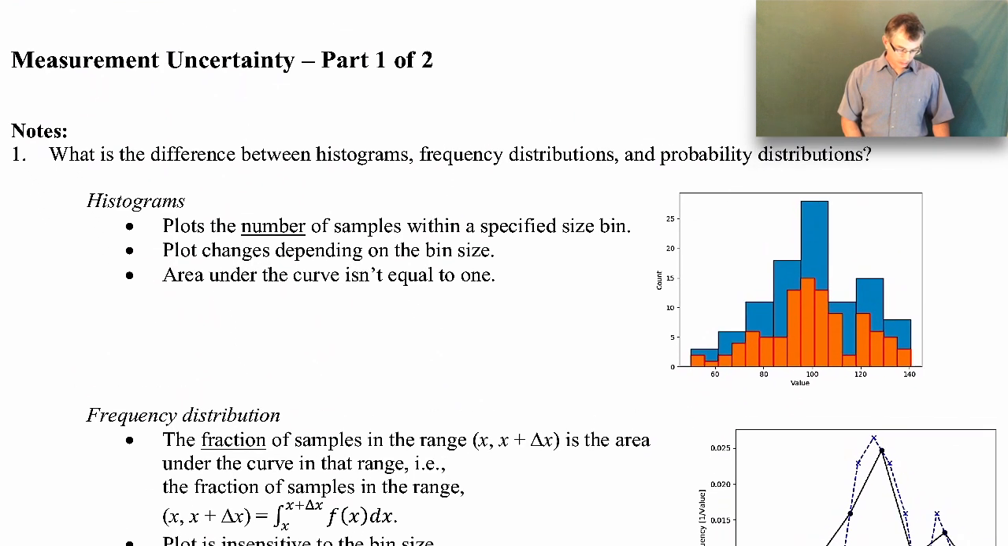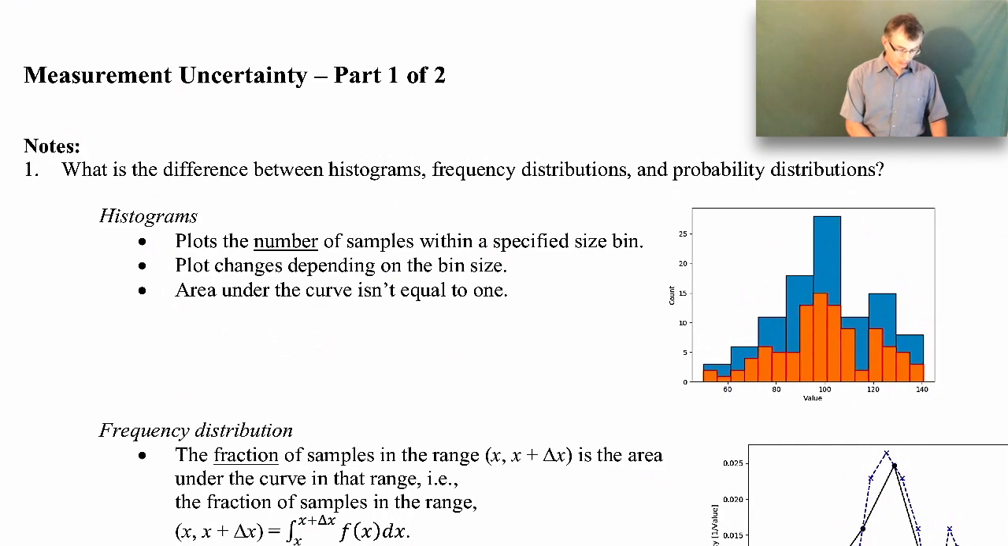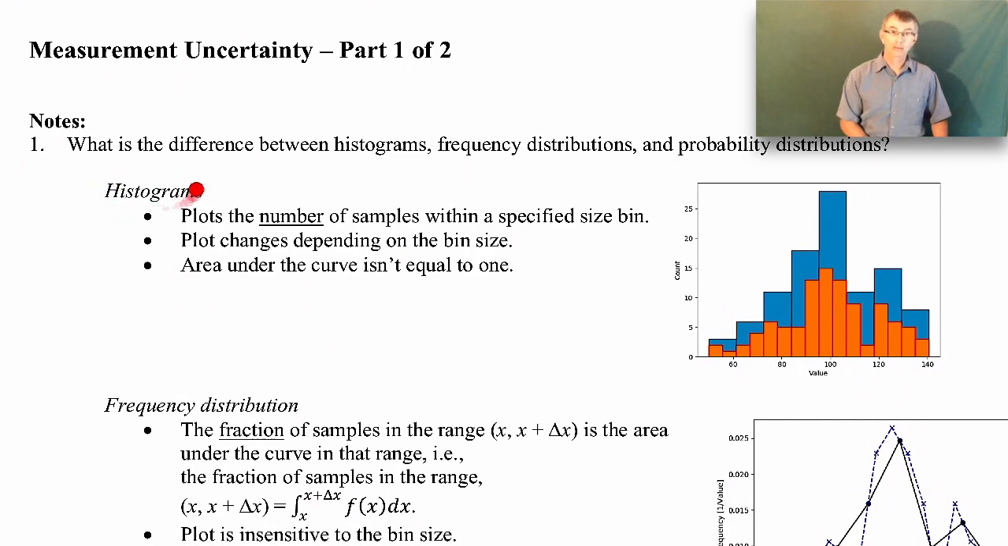So next question, or next comment I have, is really, what's the difference between histograms, frequency distributions, and probability distributions? I've actually used all three of those terms earlier in the lecture, and I didn't really explain what they are. So let me go ahead and describe them here. All three are a little different. A histogram is what you might be most familiar with. In fact, I'm certain you're most familiar with histograms.